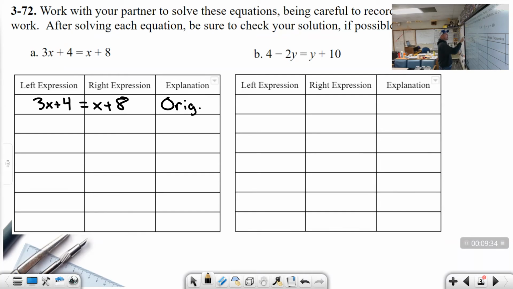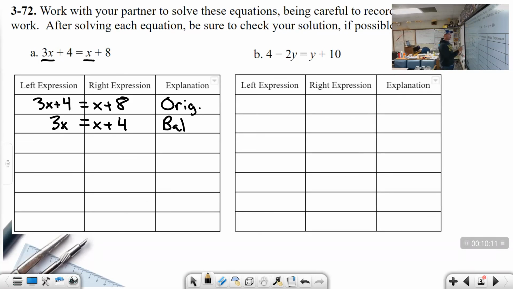That means that I can take 4 tiles away from both sides. If I take 4 tiles away from both sides, that's gone, and 8 minus 4, I'm left with 4. So let's go ahead and subtract 4 from each side. 3x equals x plus 4. That was a balance. Mr. McCoy, you missed a balance. That was not all. I noticed that there was an x and 3x on each side. You can balance that as well.